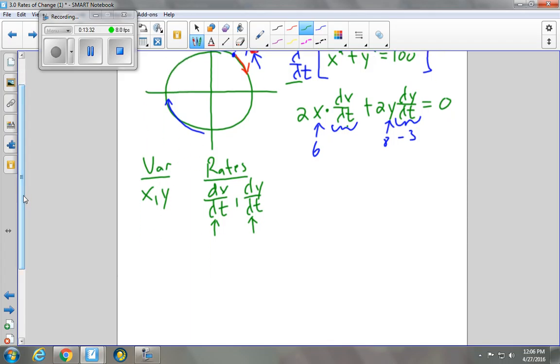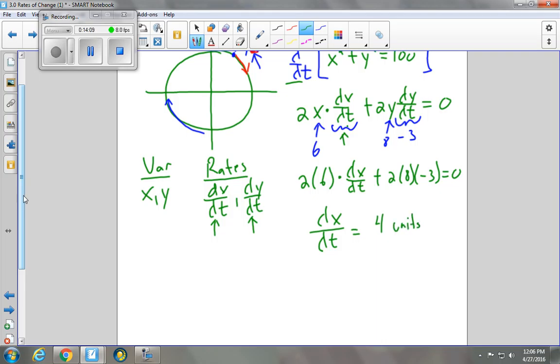But now you have 0 variables, so now what do we need to do? We've still got this one. This is the one we're looking for. Okay, right? So let's plug in what we know. This is going to be 2 times 6 times dx/dt plus 2 times 8 times negative 3 is equal to 0. So now all you gotta do, I'm just gonna skip this part. dx/dt, if you solve for that, is gonna be equal to 4. 4 units per second.